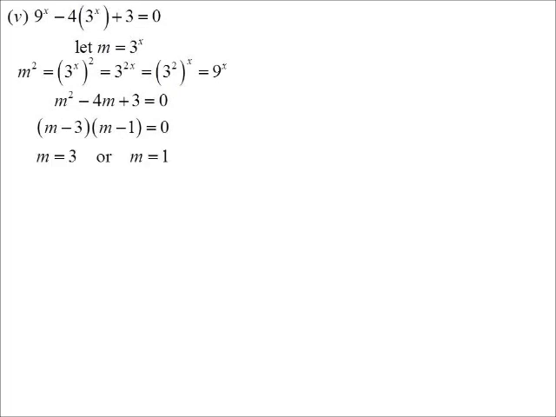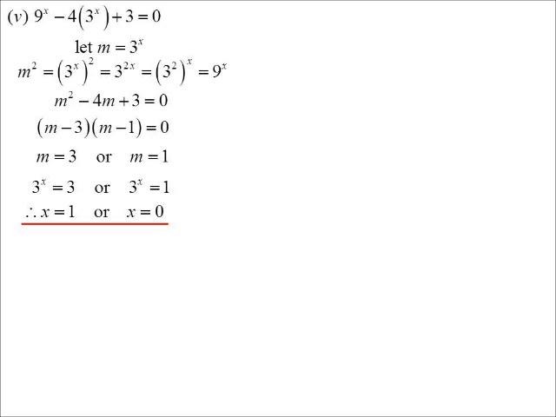But remember, that's m. That's not what we're trying to find. We're trying to find x. And we said m was 3 to the power of x. So 3 to the power of x is 3, or 3 to the power of x is 1. And those ones I don't need to change the base, because of course 3 is 3 to the power of 1, and 1 is 3 to the power of 0. So I know that x is 1, or x is 0 for that particular one.